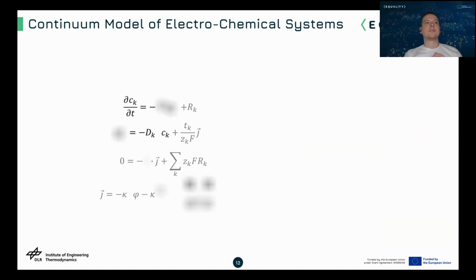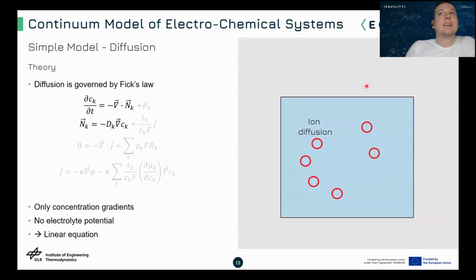So in order to solve this on a quantum computer, we start off with the simplest case, which is the so-called Fick's law, which is basically just a typical diffusion equation. So here we only look at the ions, which, because we don't look at the potential fields, are not even charged here. So we just have particle motion. And that means we are only left with the concentration gradient. We don't look at the electrolyte potential yet, and we end up with a linear equation. So this was our first test bed for the quantum algorithm.